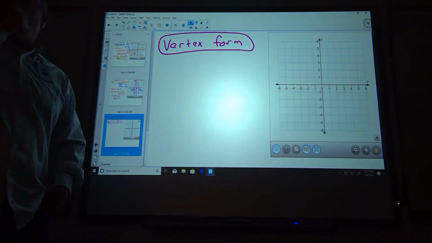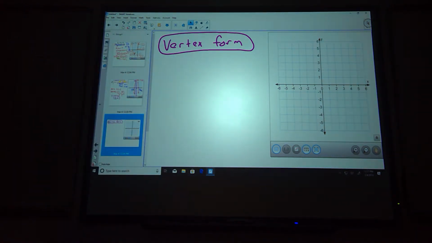Okay? So if it's in vertex form, what do you think it gives you, Ethan? I do not know. The bird. Oh, maybe if you had your phone not in your hand and were paying attention, maybe.